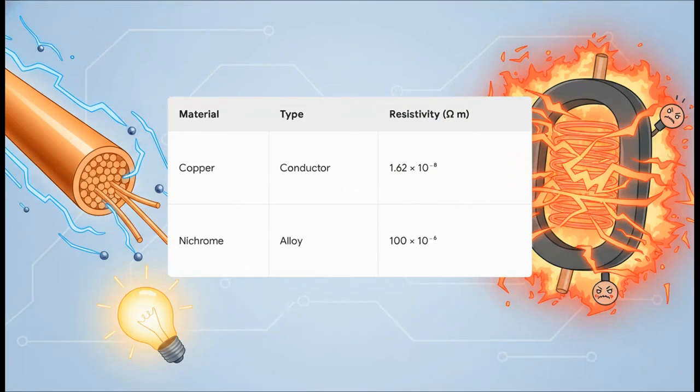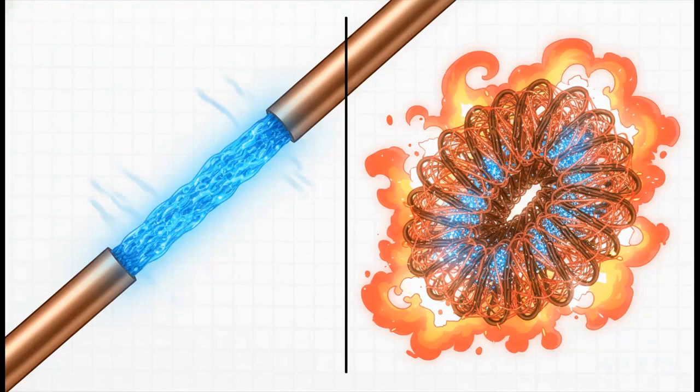The answer is a property called resistivity. It's basically an inherent quality of a material that says how much it naturally fights against the flow of electricity. Copper, as you can see, has a super low resistivity, which is why we use it for wires. It lets electricity flow easily. But nichrome, the alloy used in heating elements, its resistivity is millions of times higher. It is basically designed to put up a fight. And that fight, that really high resistance, is what converts electrical energy into heat.